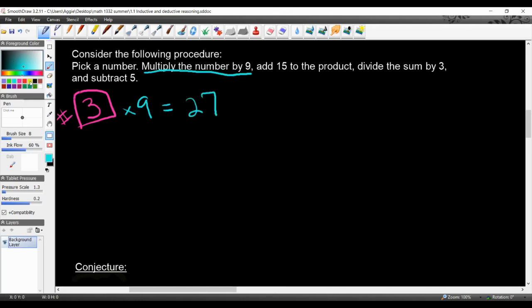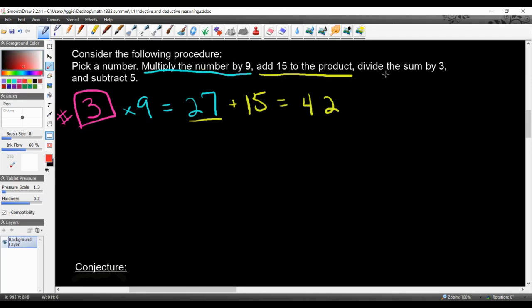Okay, so now we are on the next one. Add 15 to the product. So the product is this multiplication, 3 times 9. So this is the product right here. So we're going to add 15 to that product. So 27 plus 15 is going to give me, let's see, 5 plus 7 is 12. Carry the 1, 2, 3, 4, 42. Okay, so I have 42 now.